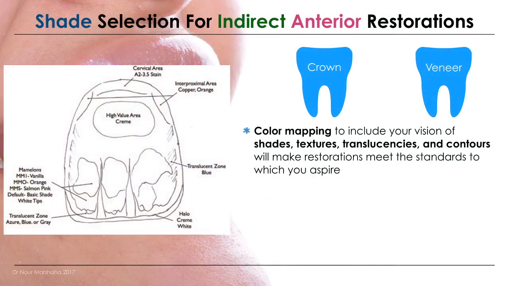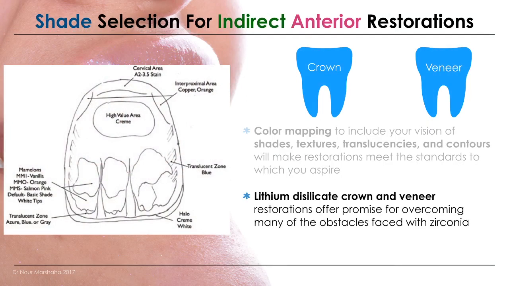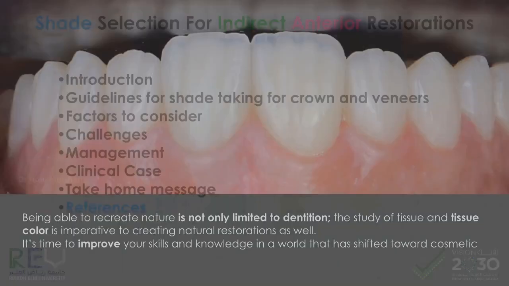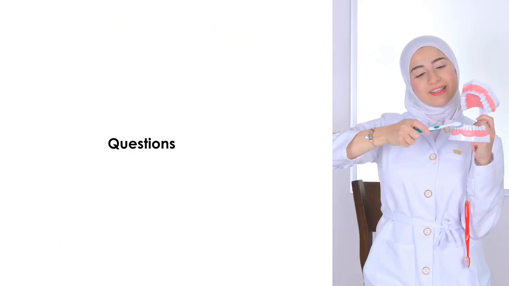Don't forget to do color mapping, and don't forget to send shades, textures, translucency, and contours. It's fine to draw on paper just to let your lab know exactly what you want to do. Lithium disilicate crown and veneer restorations offer promise for overcoming many of the obstacles faced with zirconia. Being able to recreate nature is not only limited to dentition, but also to the tissues. The gum and the gum color are very important while fabricating the shade of the restorations. It's time to improve your skills and knowledge in a world that has shifted toward cosmetics. And these are my references, and thank you.